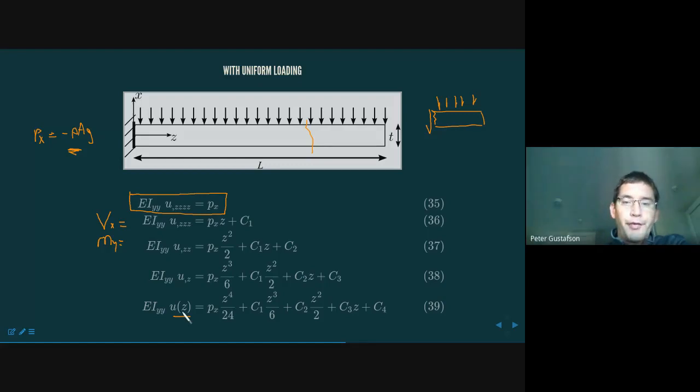It's no longer a derivative. The deflection of the beam in the x direction is going to be equal to px z to the fourth over 24 plus c1z cubed over 6 plus c2z squared over 2 plus c3z plus c4. So ultimately, what do we find? We find that there are 4 integration constants that arise out of the 4 integrations that we did.